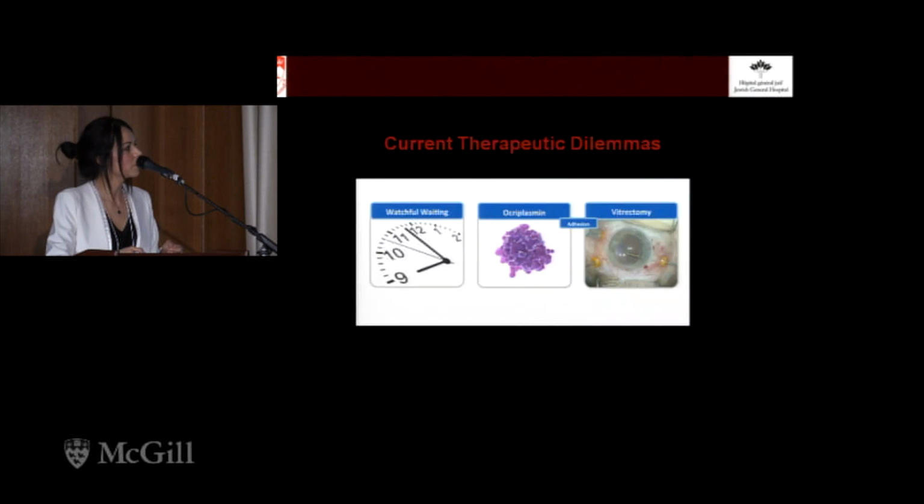So now we have this current therapeutic dilemma with these patients. After looking at our results, maybe we should be more conservative when we have to indicate ocriplasmin, but still we have these options with these patients to decide if we observe, if we treat with ocriplasmin, or if we want to do surgery. Thank you. That's all.